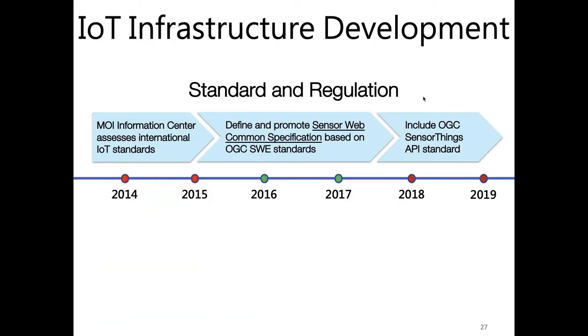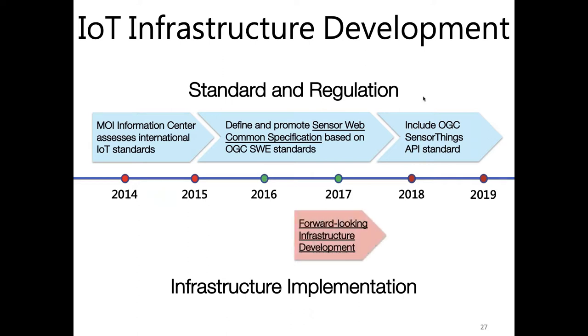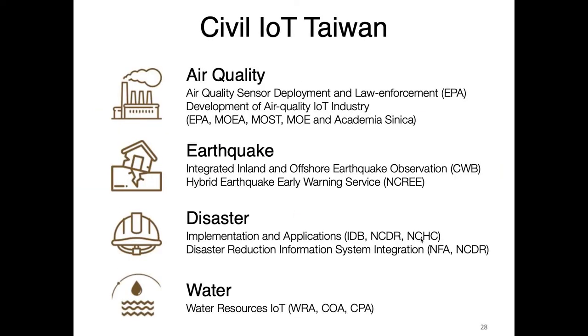For the second part, it is the infrastructure implementation. The previous part was about the standard and regulation definition, and the second part is the actual development. Like I said, there's a big project called the forward-looking infrastructure development. In mid 2017, we had Civil IoT Taiwan start developing and implementing. At the current stage of Civil IoT Taiwan, there are four focuses: air quality, earthquake, disaster, and water. There are some small projects working on that, ongoing.